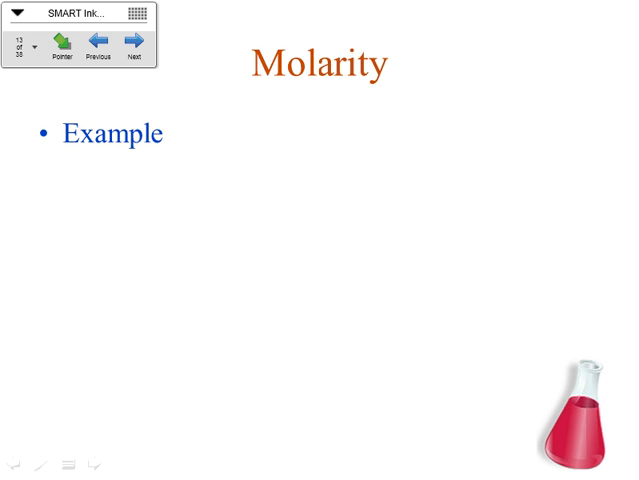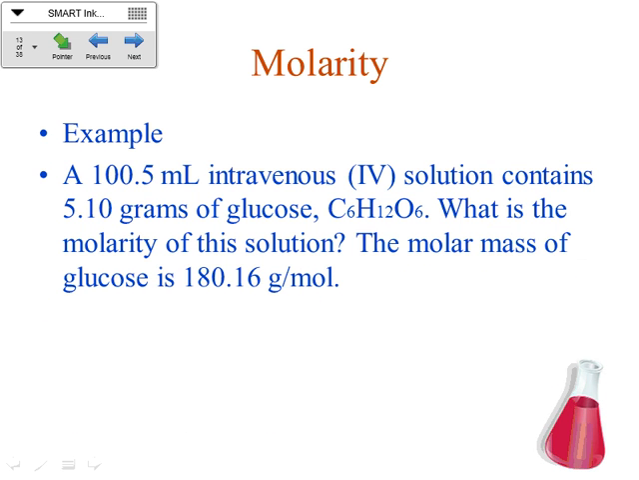So let's do an example problem with molarity here. A 100.5 milliliter IV solution contains, you guys know that's what IV stood for? Intravenous. Does that make sense, kind of? I mean, you're putting it into your veins. So it contains 5.10 grams of glucose, which is C6H12O6. What's the molarity of this solution? Oh, and they're even nice enough to give you the molar mass of glucose, 180.16 grams per mole.